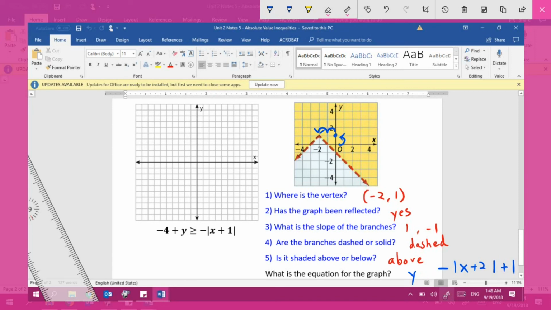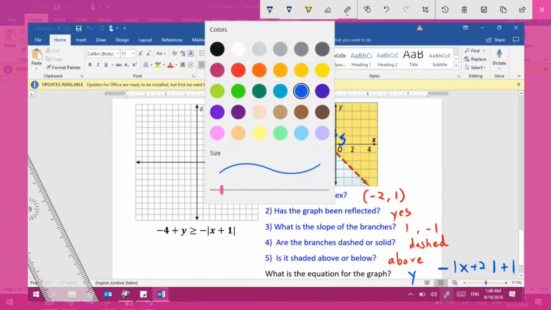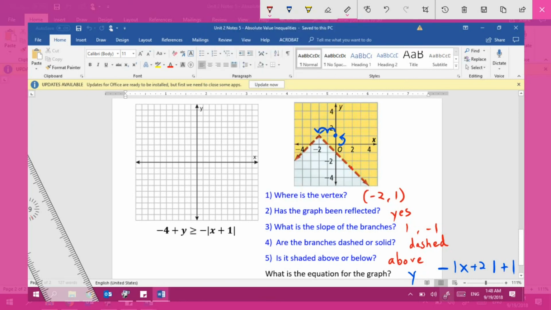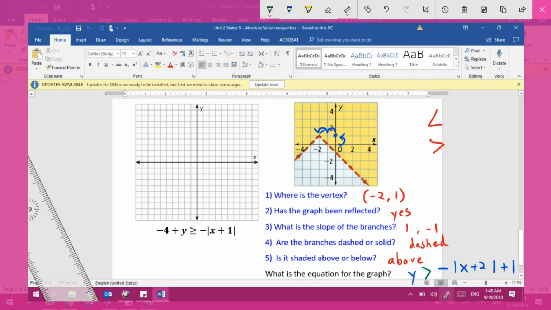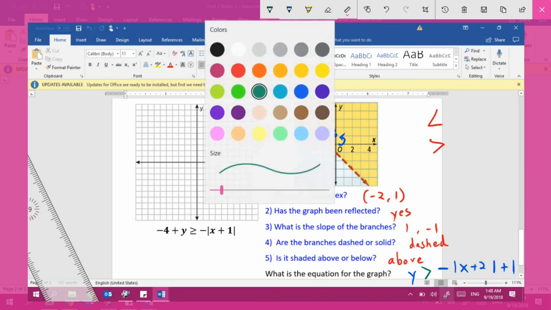What should we be using here? Let's erase the equal sign and now put in my actual inequality sign. What should it be? We can see that, first of all, we've got a dashed line, so we're going to be using either less than or greater than. And we can now look at where it's shaded to let us know which sign to use. It's shaded above the V, which means we're going to be using the greater than sign, like this. And that is my inequality.